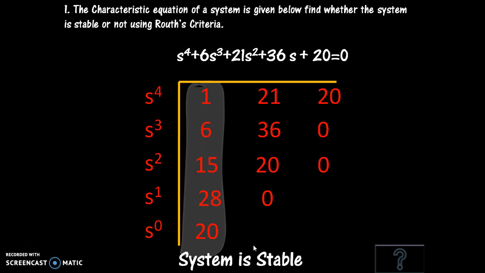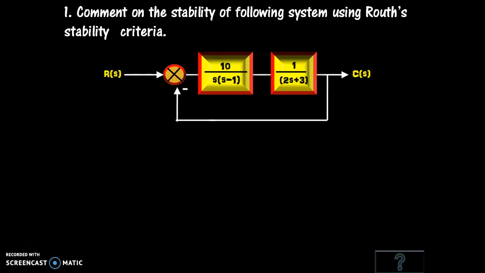Okay. Now next problem. In problem number 2, comment on the stability of the following system using Routh's stability criteria. Now here the system is represented by a block diagram and we have to comment on its stability. If we want to comment on the stability using Routh's criteria, we have to obtain the Routh's array, and for the Routh's array the requirement is the characteristic equation. So first of all we have to find out the characteristic equation. What is the characteristic equation? It is nothing but the denominator of the transfer function equated to 0. That gives us the characteristic equation.